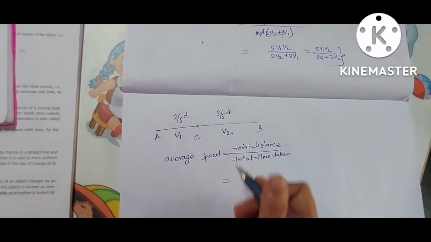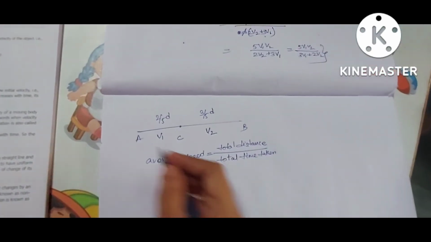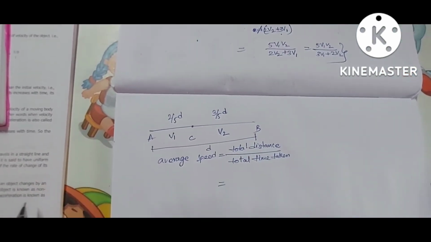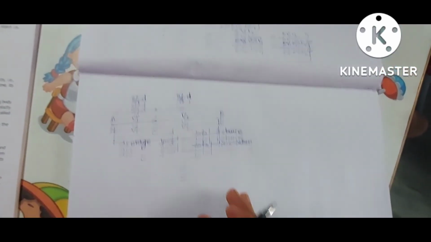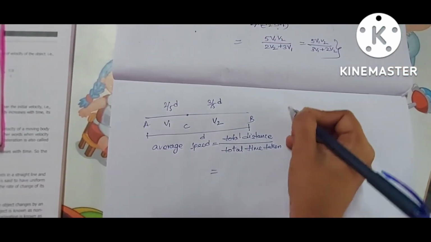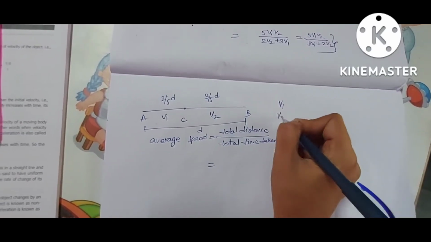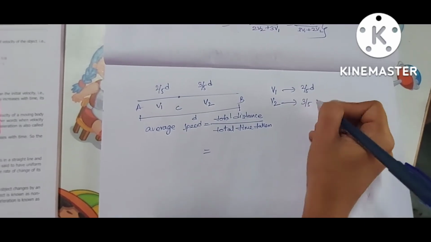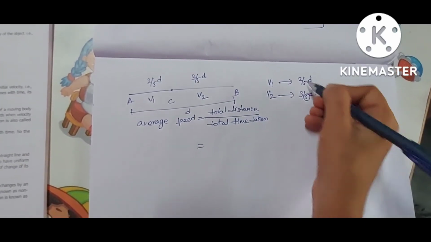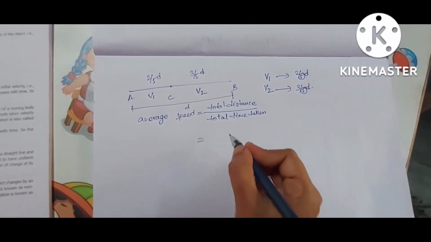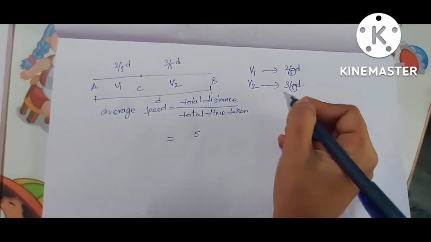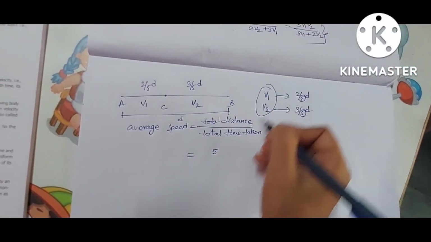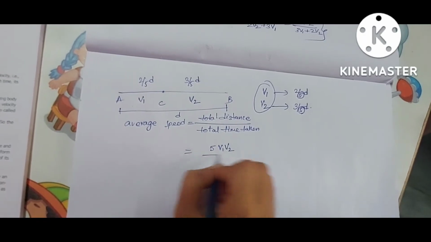Now instead of writing this, let me take the total distance. What's the total distance we have? D. Instead of using this formula, what I can write is, here we have V1, V2. For V1 we have 2 by 5 D and for V2 it is 3 by 5 D. So what's the denominator we have here? The common denominator is 5. Let me write 5 and multiply these two, V1, V2, at the denominator.